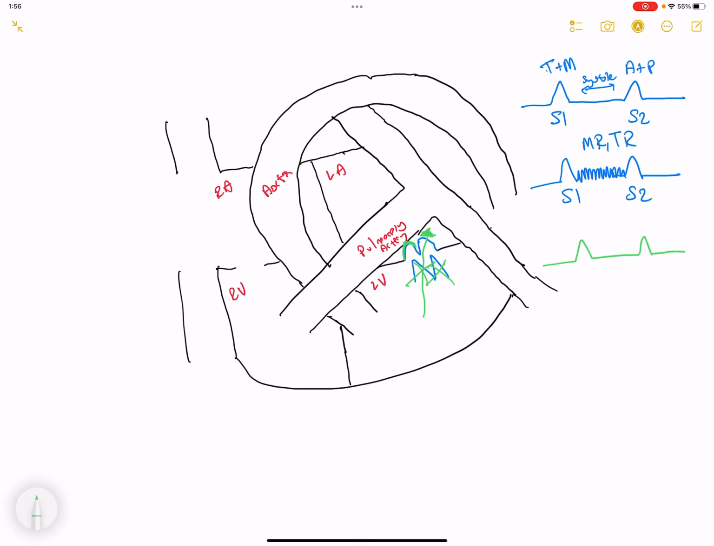So here's S1 and S2 again. When that leaflet opens up, there's a click noise called the mid-systolic click, which I'm going to write MC to represent that. And after that mid-systolic click, we're going to hear that rumbling noise. And this happens with mitral valve prolapse.